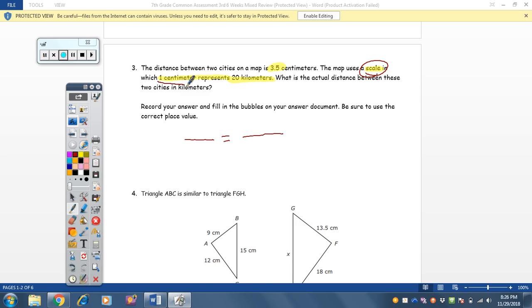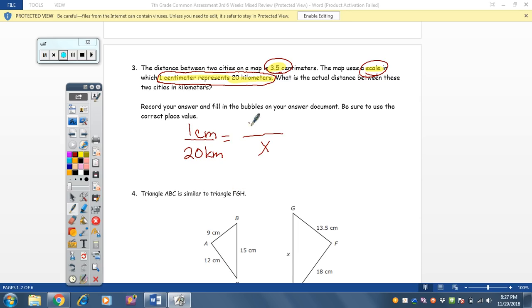Half of your proportion is right here. The other half comes here. Now, if it's 3.5 centimeters, is it going to go on top or bottom? Top, right? So your x is going to go on bottom.